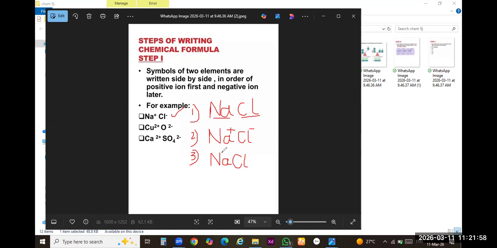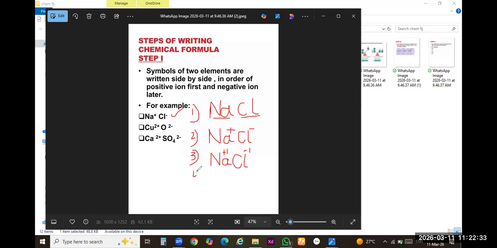What will be the valency of sodium? Yes, Fatima, can you tell me? What is the valency of sodium? Miss, +1. Positive one, okay. And what about the chloride ion? Negative one, okay. So it's the third step to write down their valences.